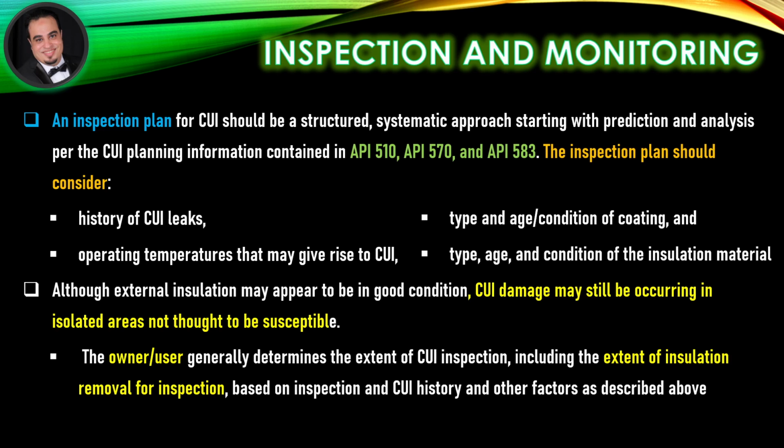Although external insulation may appear to be in good condition, corrosion under insulation damage may still be occurring in isolated areas not thought to be susceptible. The owner-user generally determines the extent of corrosion under insulation inspection, including the extent of insulation removal for inspection, based on inspection and corrosion under insulation history and other factors as described above.